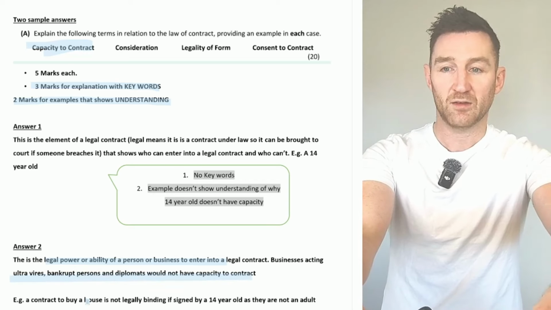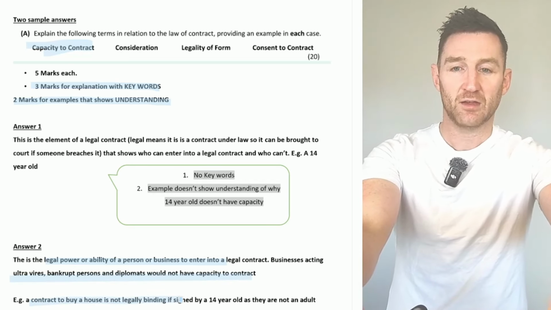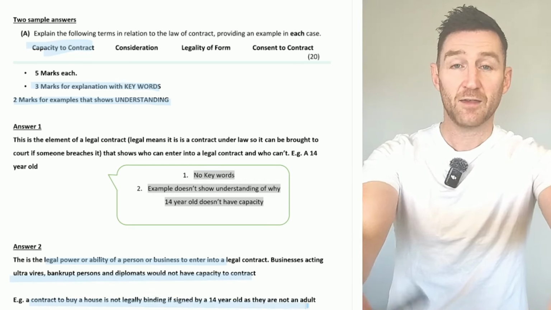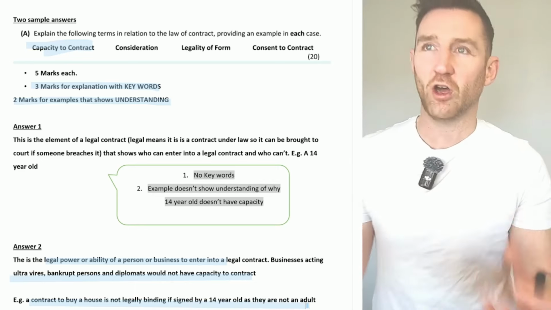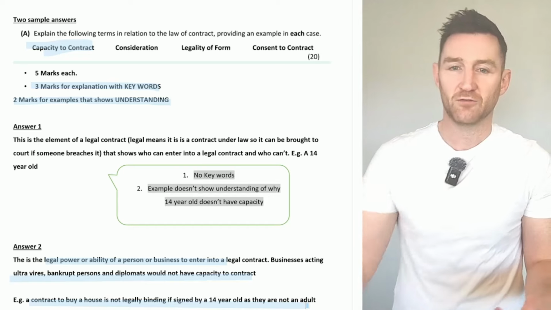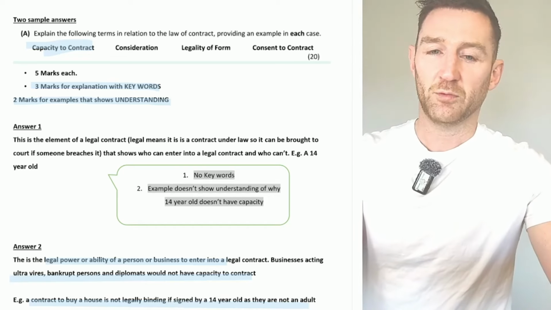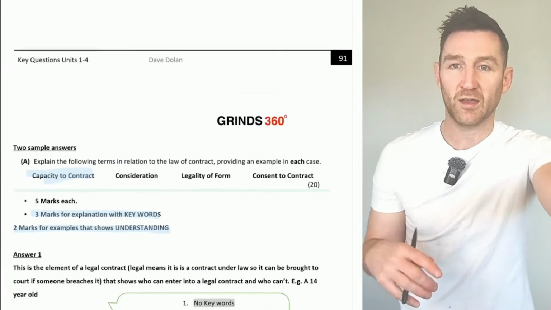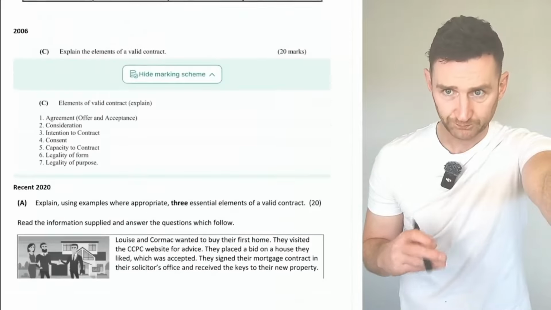would not have capacity. Example, a contract to buy a house is not legally binding if signed by a 14-year-old, as they're not an adult. So it's really showing and understanding that they're a minor in the eyes of the law, so they don't have capacity. So just something to be conscious of, keywords and good examples that show understanding.